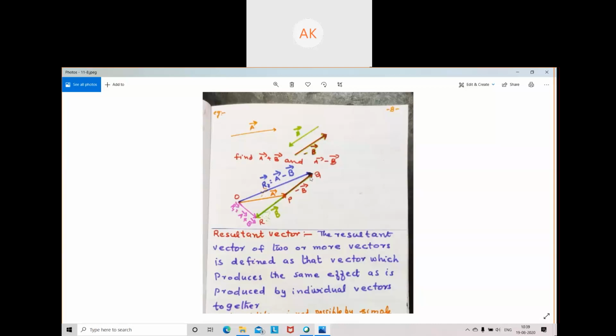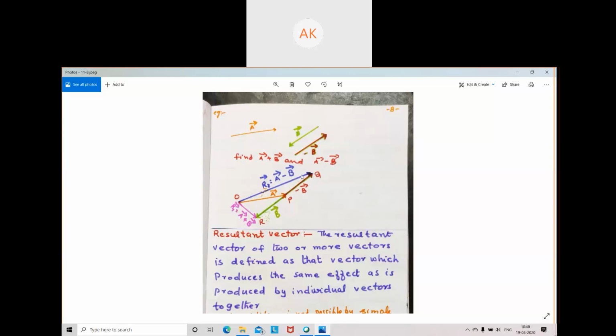Now I have drawn vector A and minus B also. Then you have to add A and minus B. How will you add? Tail to tip method. The tail of vector A is joined with the tip of vector minus B. The blue color line is A minus B. So join with a line, that is A minus B.